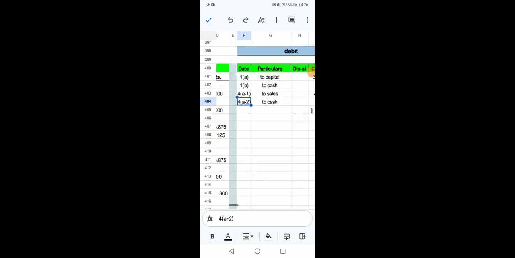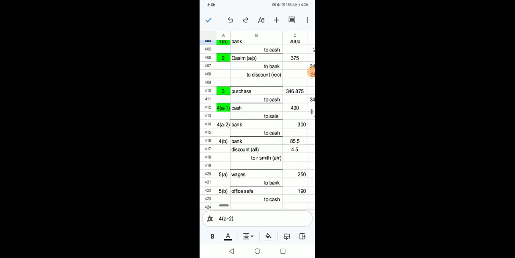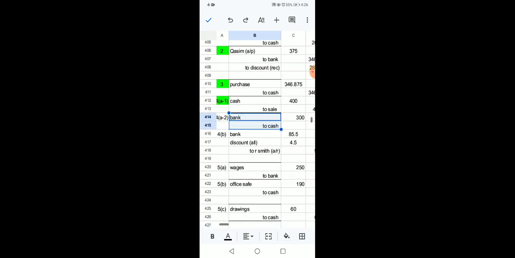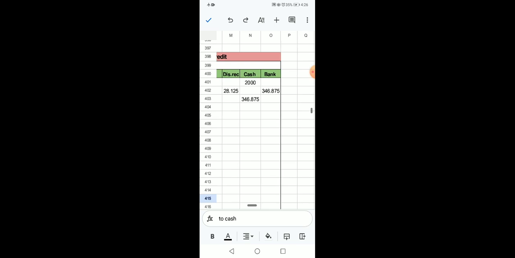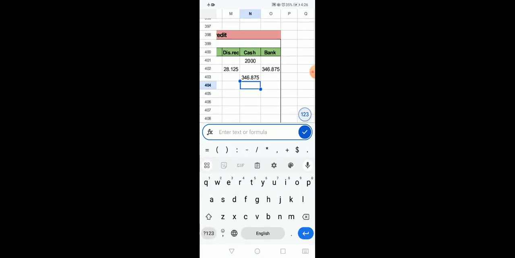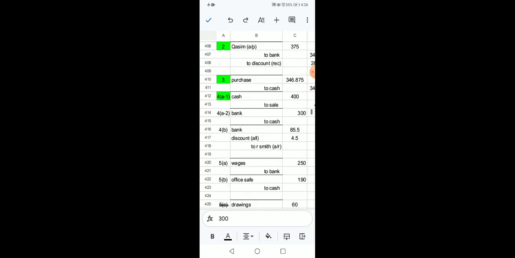Okay, now we were on 4A2. 4A2 was having two elements, bank and cash, and we have posted 300 on the debit side. Now the second element is cash, which is credited 300. We will go to the credit side of cash and write 300 in the cash column. Now see its reference, which is bank. Bank is written on the opposite side of cash, so we will use bank as reference.